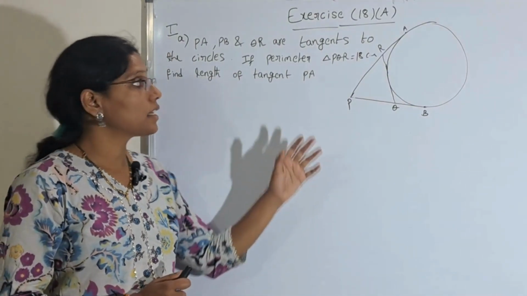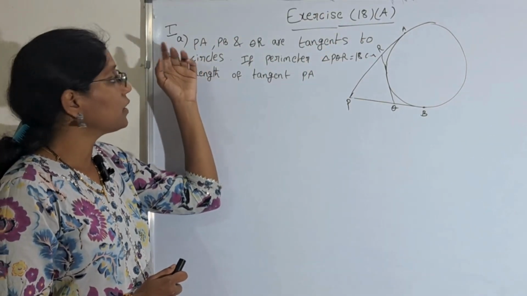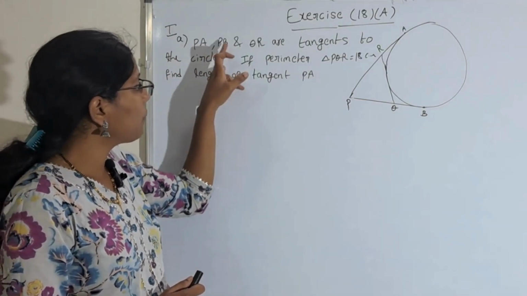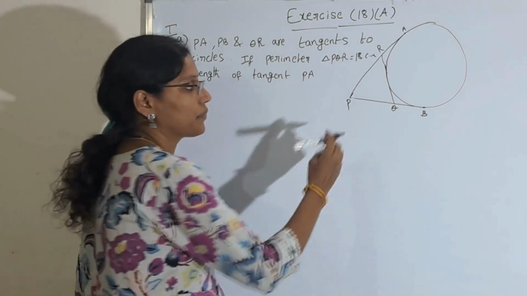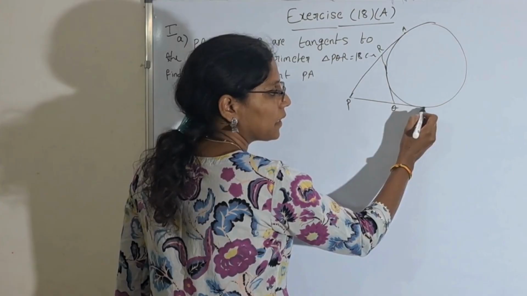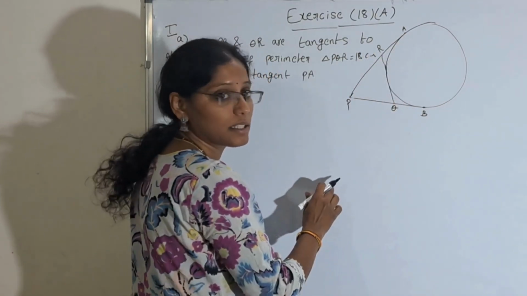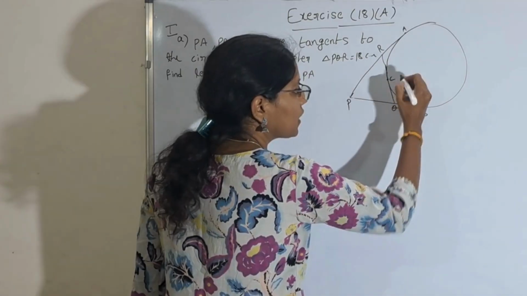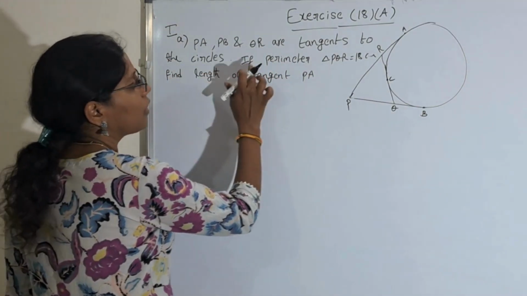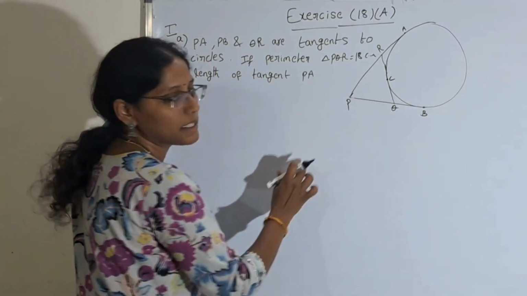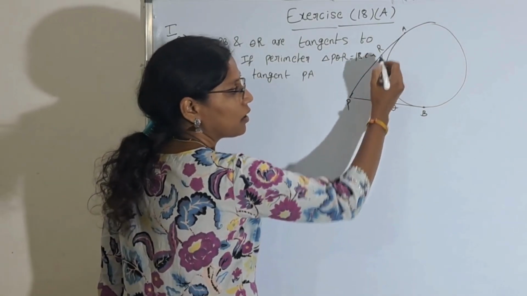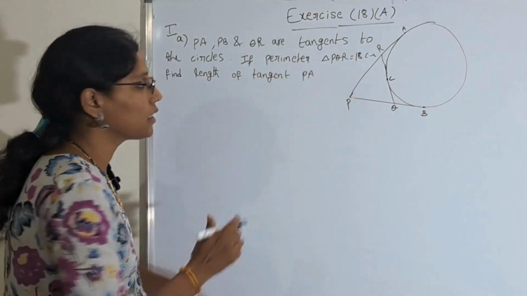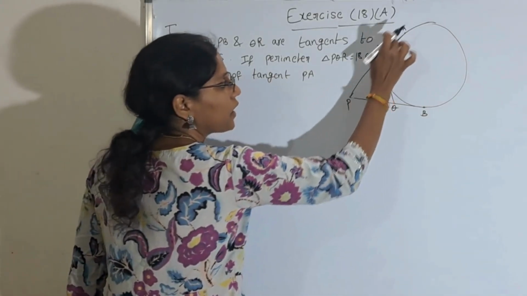Now we have to start exercise 18A. First, in total there are 5 MCQs. First problem we have to solve here. Here PQ, PR and QR are tangents to this circle. Here PQ and PR are touching at one point on the circle. QR also touches at one point on the circle. This we can see, take C. If the perimeter of triangle PQR is 18 centimeters, this triangle PQR we have to consider. Perimeter means the sum of all sides is equal to 18 centimeters. Here the length of PA we have to find out.